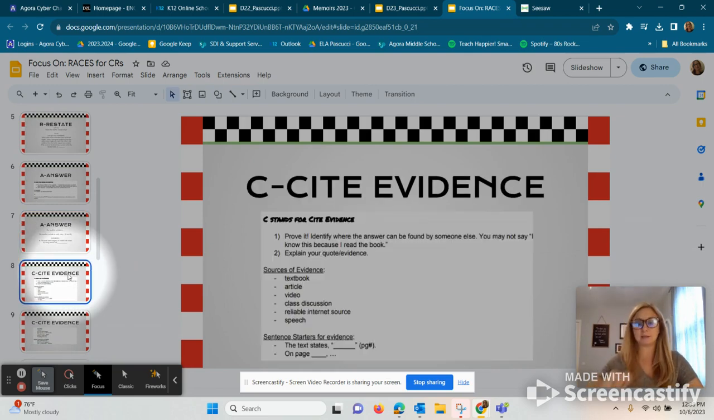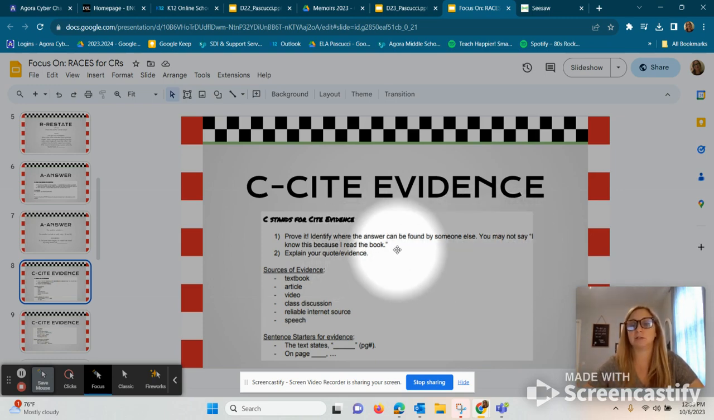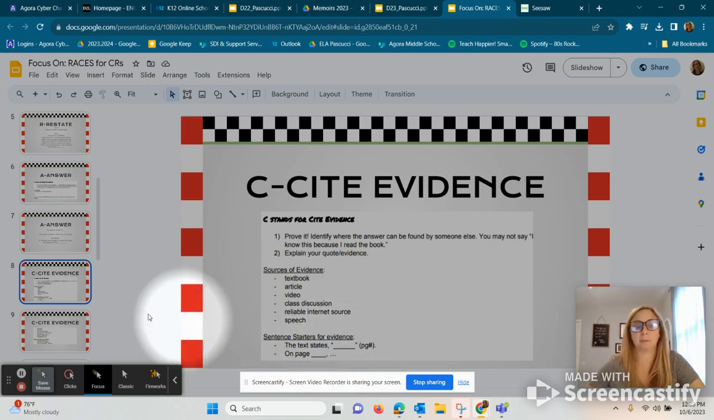Okay, finally, C, cite evidence. C stands for cite evidence. Prove it. Identify where the answer can be found by someone else, me, or anyone. You may not say, I know this because I read the book, because that just sounds silly, right? Not academic at all. Explain your quote and evidence. Source of evidence, in our case right now, is going to be our poem. And some sentence starters: the text states, comma, quote, and then you put the exact quote, period, end quote, page number in parentheses, or line number. Or on line 7, it says, comma, quote, and then you put it in there.